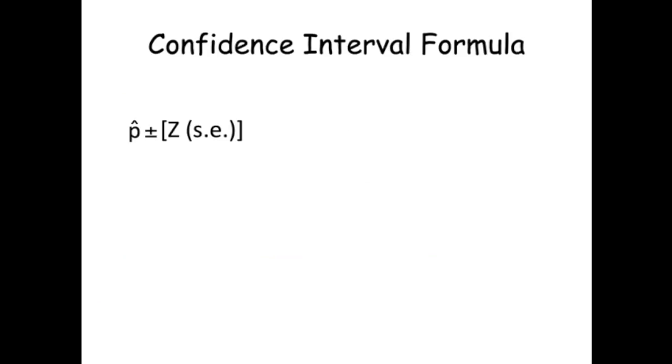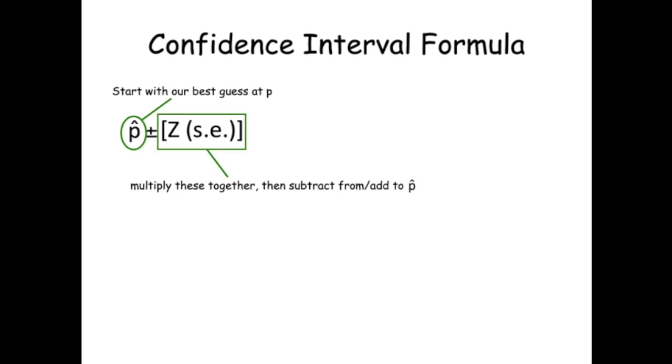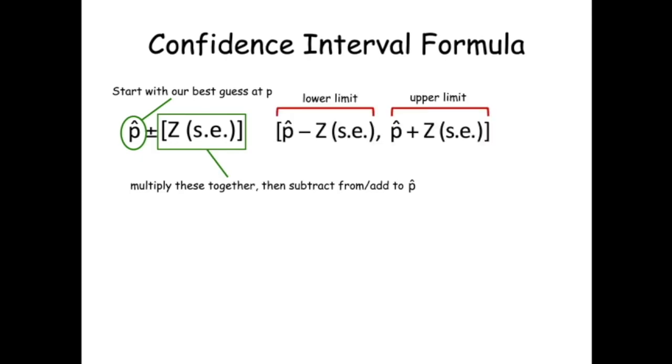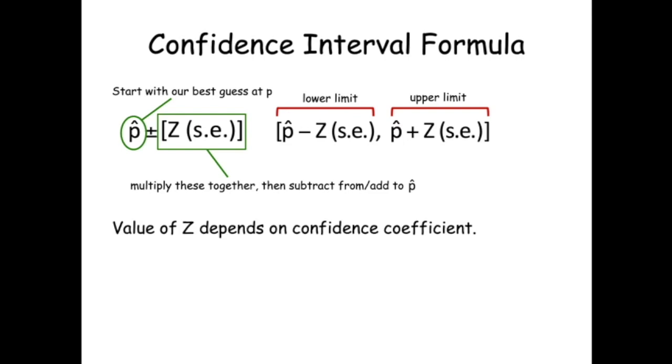This is the formula for a confidence interval involving proportions. We start with p hat, our best guess at the population value. Z and the standard error are multiplied together. Then we subtract and add this product from p hat to get lower and upper limits on the estimate. The value for z is determined by the confidence coefficient.